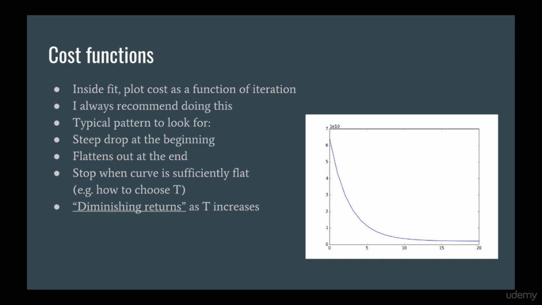In general, you always want the cost to converge. The pattern you typically see is that there is a steep drop at the beginning, and it slowly flattens out as the number of iterations increases. To choose the number of iterations, you want to stop when the curve is sufficiently flat. You might recognize this as a diminishing return scenario. The returns diminish because at the beginning, we reduce the cost by a lot in just a few iterations. At the end, we can do a lot of iterations, but we reduce the cost by almost nothing.